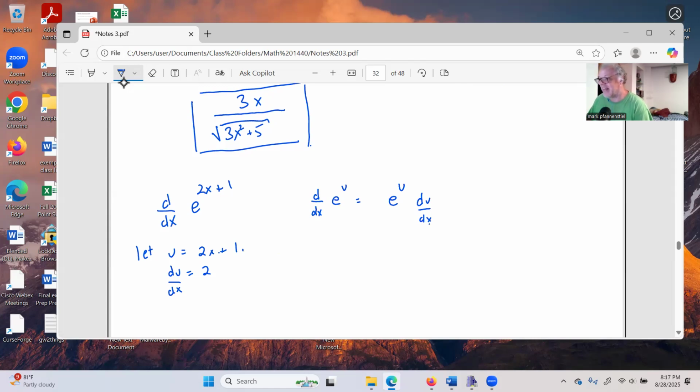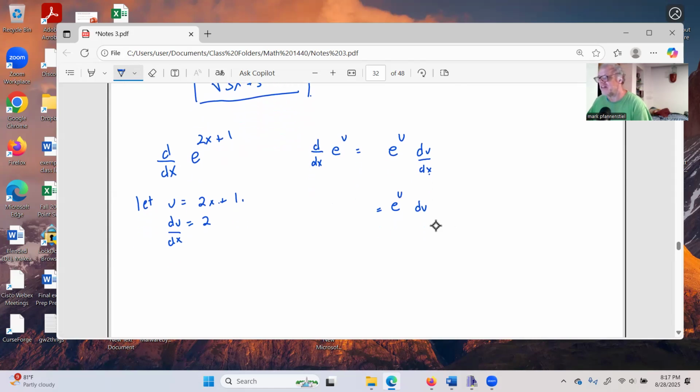To back this out, this answer is going to be e to the u times du, and we'll go ahead and back out what we've got here. That's going to be e to the, what was u? It was 2x plus 1. Du is just going to be 2. So clean this up a little bit and say this is 2 e to the 2x plus 1.